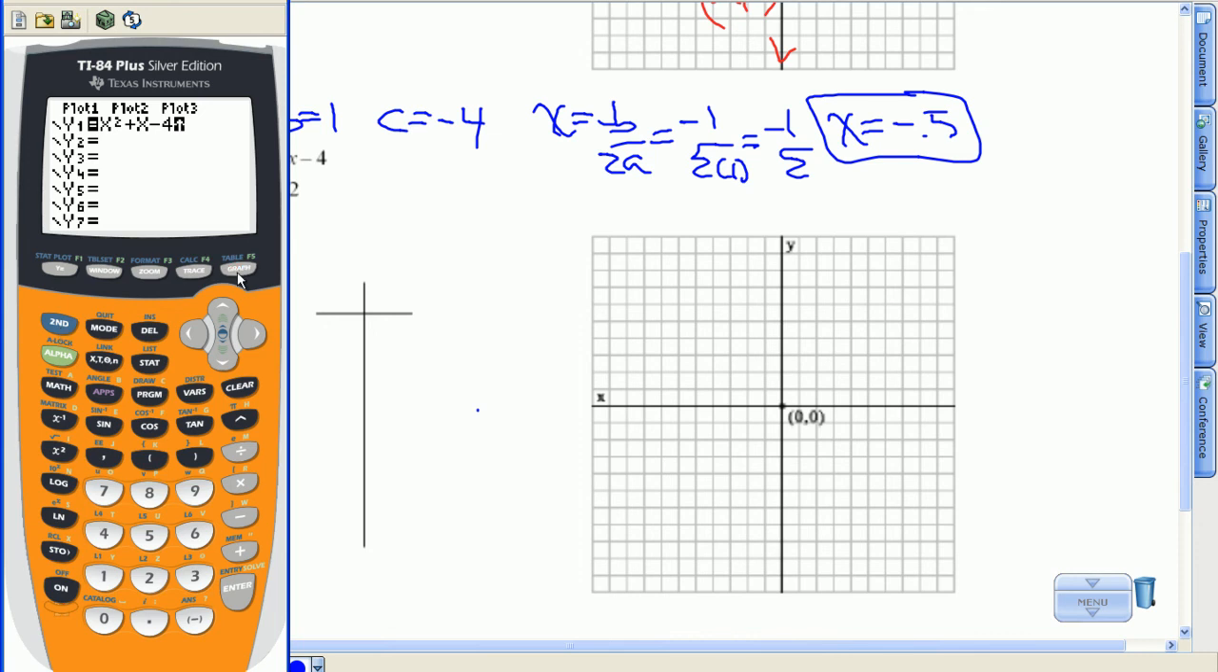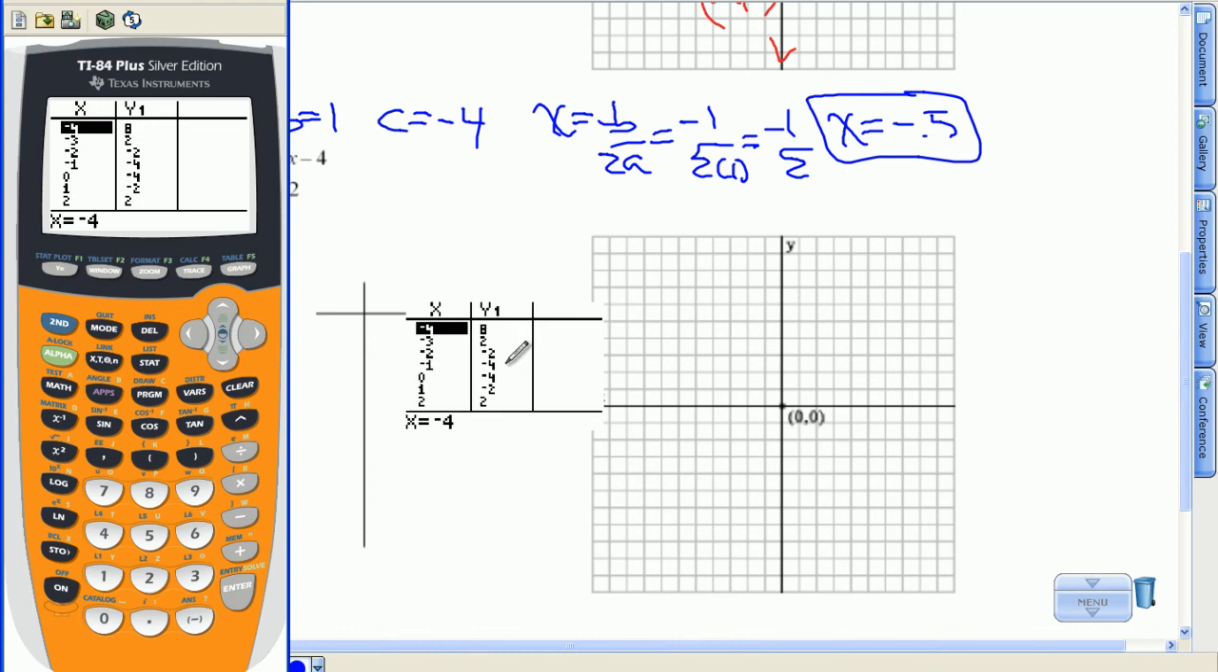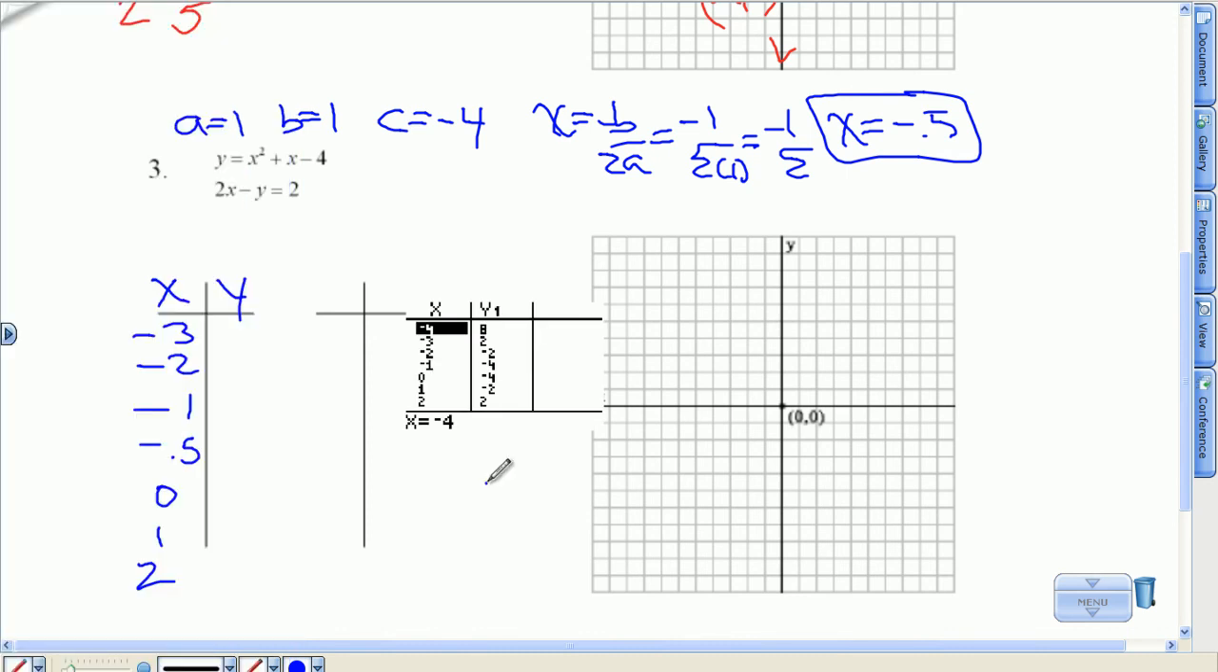I hit second and table here. So negative 0.5 goes in the middle. I won't be using this entire table, but I'll be using a lot of it. So negative 3, 2, negative 2, negative 2, negative 1, negative 4, 0, negative 4, 1, negative 2, and 2, 2.